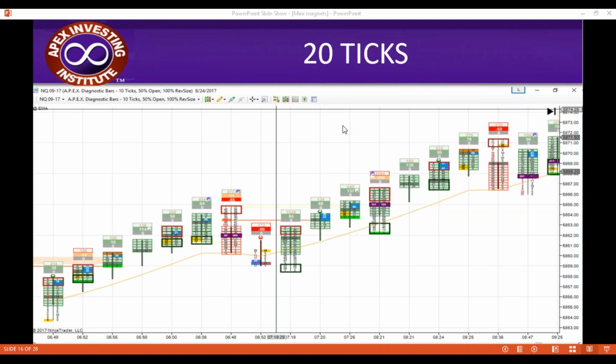Okay, maybe there's a high volume level up there, whatever it may be. All right, you can give yourself a little more room there. So that's one way that you can take advantage of knowing the 20 tick minimum rule.